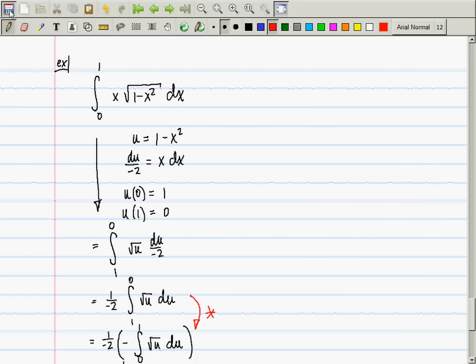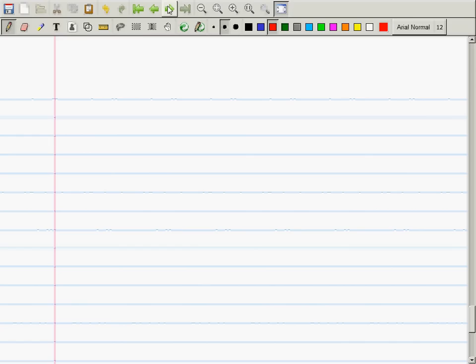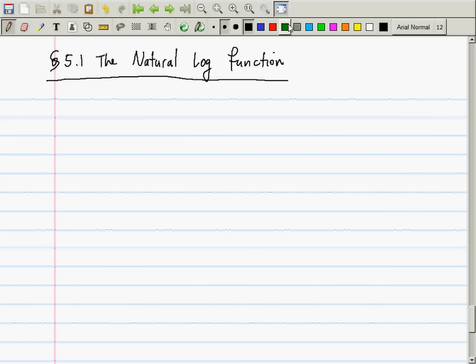Okay, great. So now we need to move on to something else. This is section 5.1, and it is called, or at least this is what the book calls it, the natural logarithmic function. I sort of take offense a little bit to that name, because to a mathematician, the word natural is an adjective which is trying to say specifically I'm talking about this one. But really, to a mathematician, there's only one log at all.